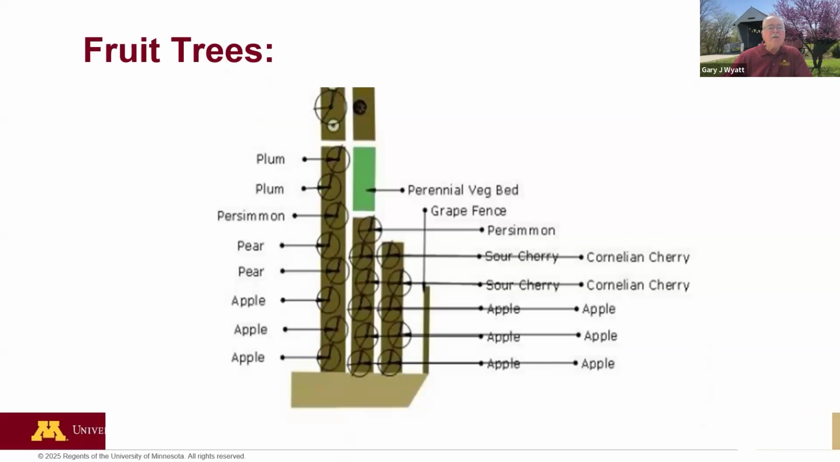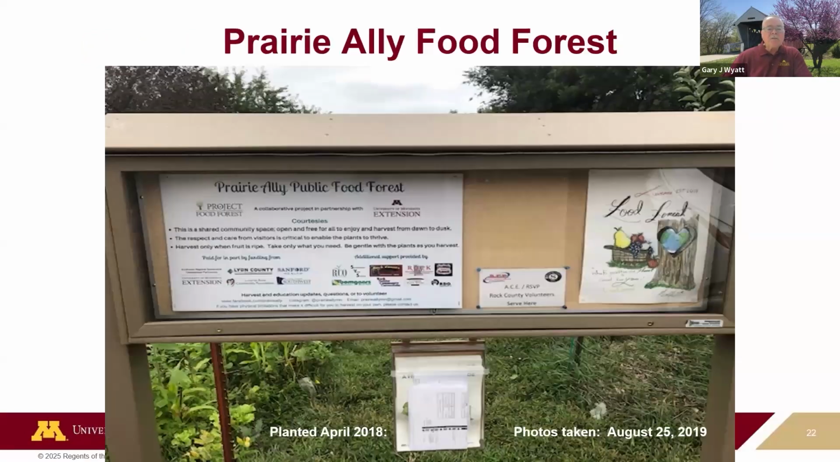Here's the south side of that particular planting in Rock County in Lavern, Minnesota. Plums and pears and apples. And yeah, I'll show you some other. Oh, they got a persimmon there too as well. So here's the kiosk that you start with.